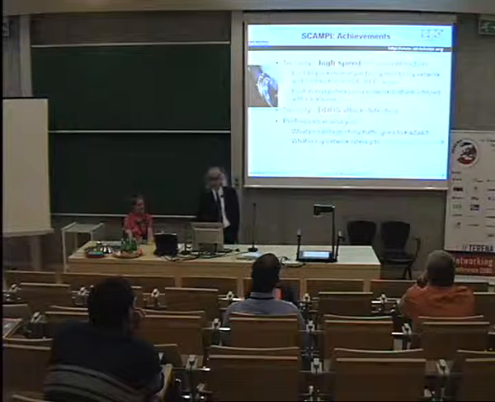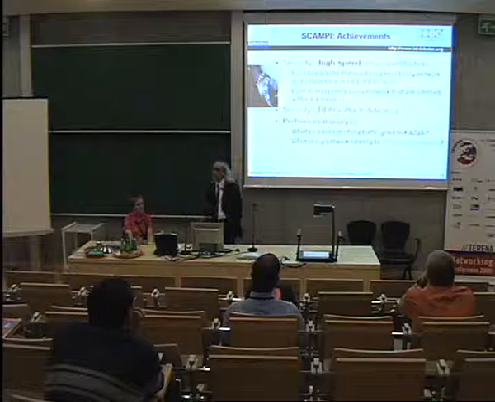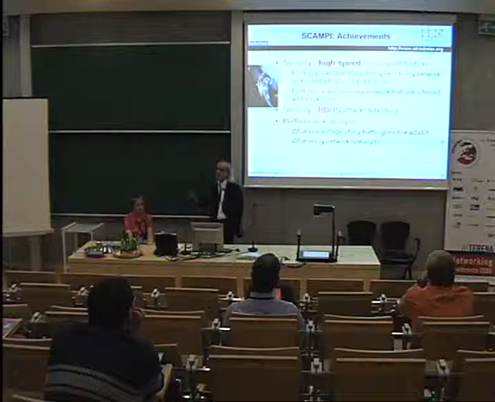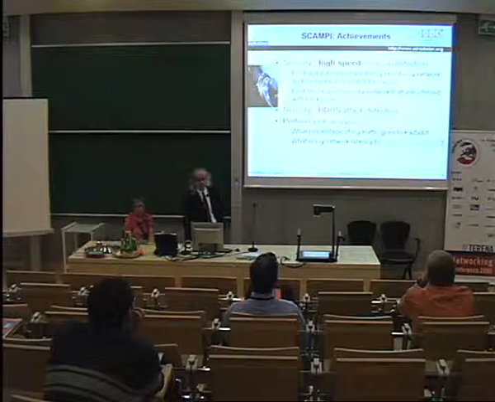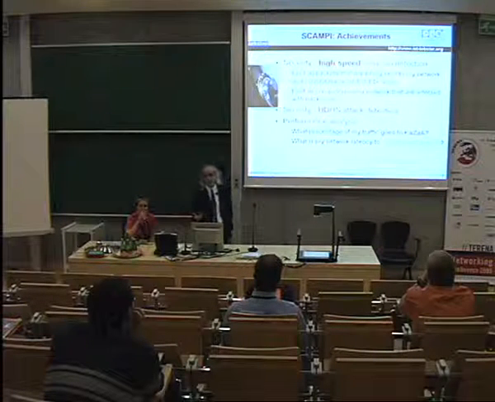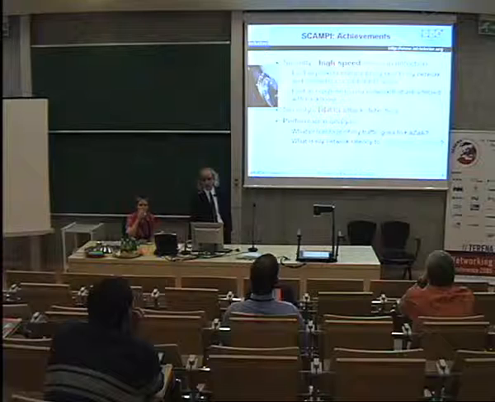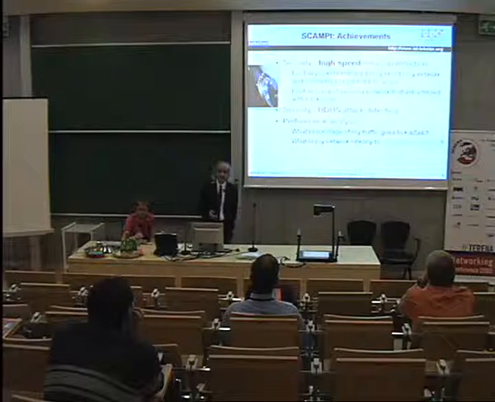Some of the achievements of SCAMPI are in the area of security. We designed and developed high-speed intrusion detection systems. You can think of intrusion detection systems as devices that try to detect intruders in your network. For example, they are able to answer questions like, find all packets that are being sent to my network and contain the Code Red worm, or find all computers in my network that are infected with backdoors.